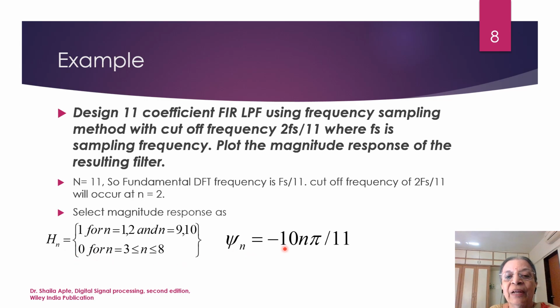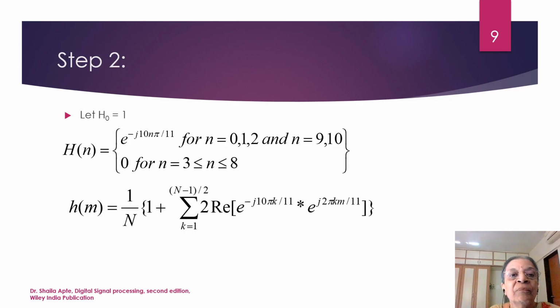And then the phase is equal to minus 10 n pi upon 11, because this is N minus 1, so it becomes 10 in this case. Now let H0 is equal to 1, that is at 0 the corresponding response will be equal to 1. So H(n) can be written as e raised to minus j 10 n pi upon 11 for 0, 1, 2, and similarly for 9, 10, if we consider the response between 0 to 2 pi, and then equal to 0 for n is equal to 3 to 8. Okay. So these are the DFT coefficients.